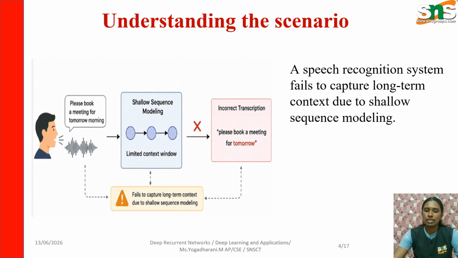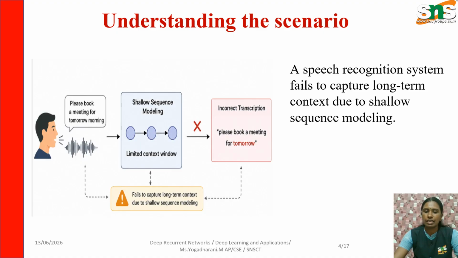Apply: you should identify where deep RNNs are used in industry. So consider a speech recognition system. Suppose a person speaks a long sentence. A shallow sequence model may understand nearby words but fail to remember information from much earlier in the sentence. As a result, important context may be lost, meaning the prediction becomes incorrect. This is a common problem in sequence learning.